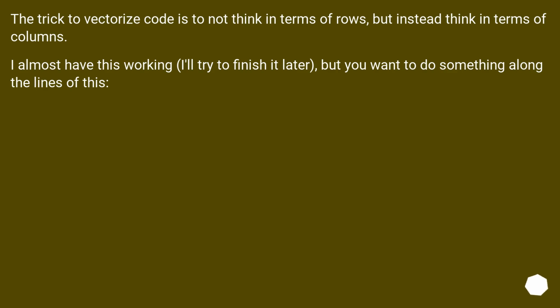The trick to vectorize code is to not think in terms of rows, but instead think in terms of columns. I almost have this working, I'll try to finish it later, but you want to do something along the lines of this.